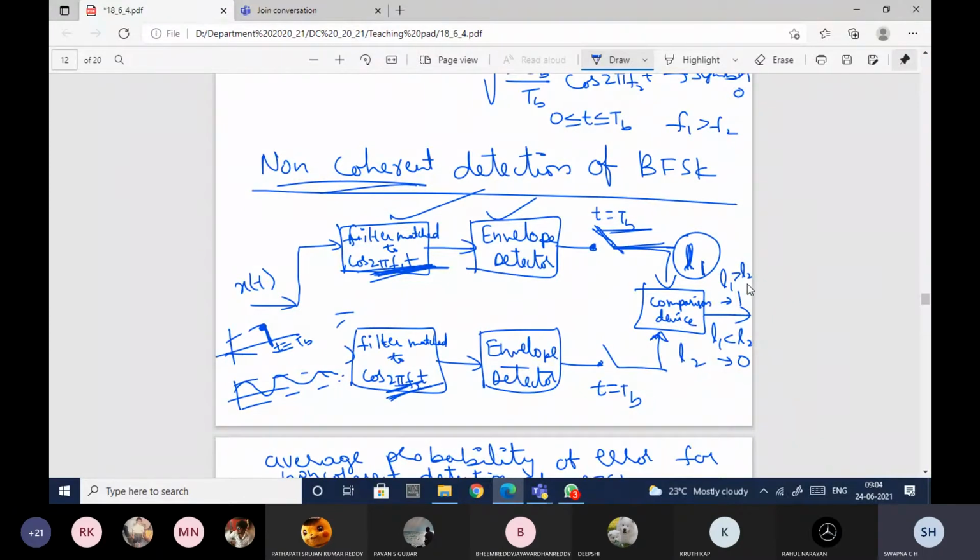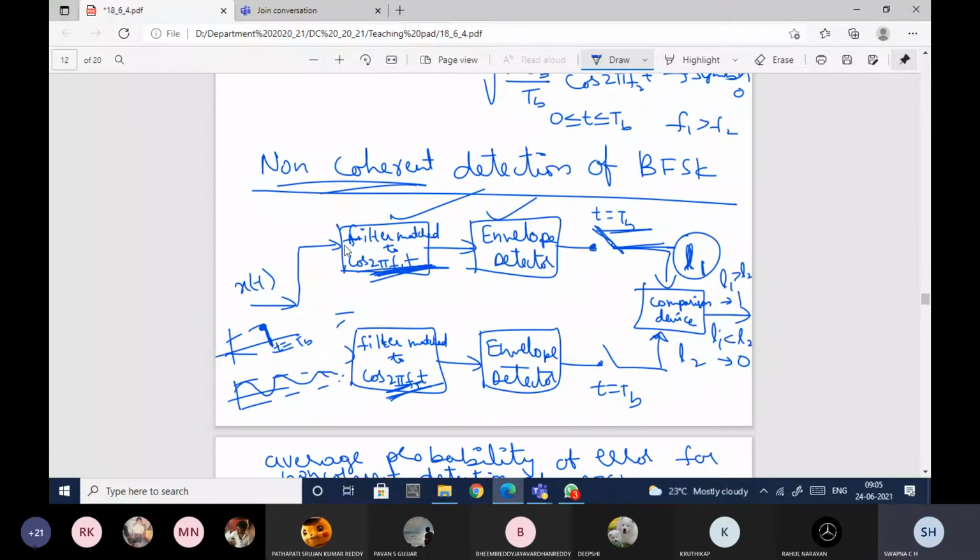L1 and L2 are given to the comparison device. If L1 is greater than L2, it will take the decision in favor of symbol 1. If L1 is less than L2, it will take the decision in favor of 0. So this is all related to the non-coherent detection of BFSK.